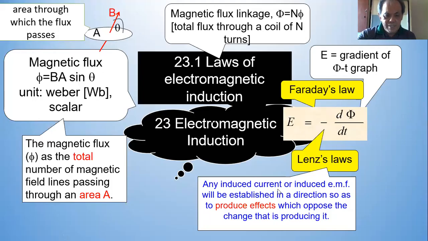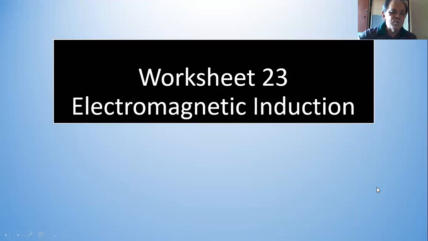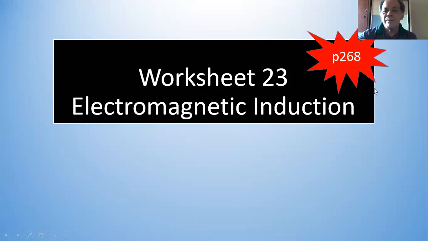Okay, so we just summarize for you all that we have learned. Your magnetic flux, flux linkage, Faraday's law, and then there's your Lenz's law. Remember, oppose. That's why we have a negative sign there. Okay, let's go to worksheet 23, page 268.